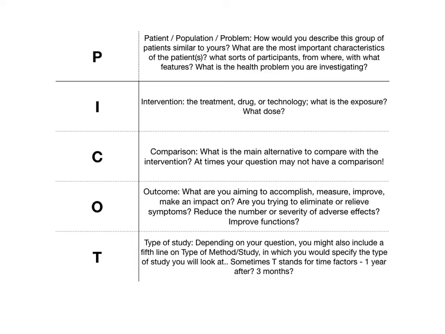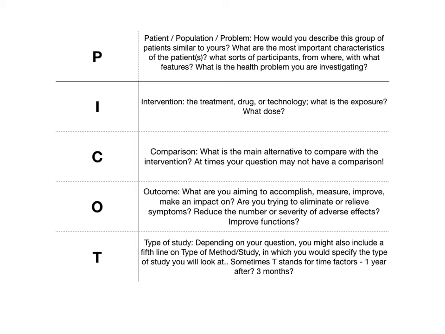For the intervention, we're looking at the treatment, drug, or technology that you will be exposing your study participants to. For the comparison, we want to think about what the main alternative is to compare with the intervention. For outcomes, you want to ask what you're aiming to accomplish, measure, improve, or make an impact on. Are you trying to eliminate or relieve symptoms, or reduce the number or severity of adverse effects, or improve functions?